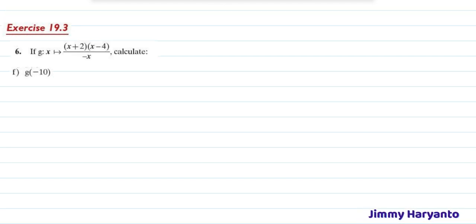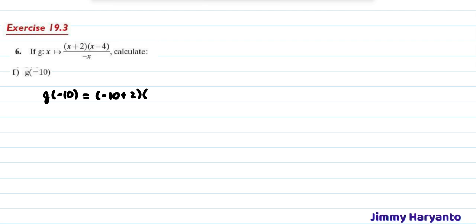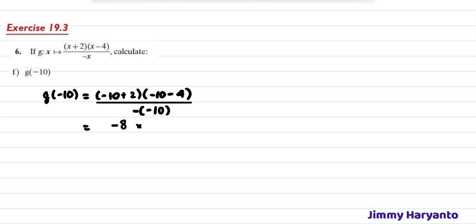And then next is question 6, g(negative 10) equals negative 10 plus 2, and then open another brackets, negative 10 minus 4 divided by negative 10. For this one you'll have negative 8 times negative 14 divided by 10. So the result will be 80 plus 32, 112 divided by 10 will be 11.2.